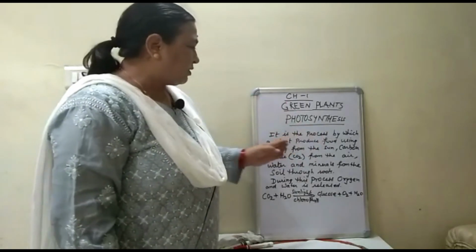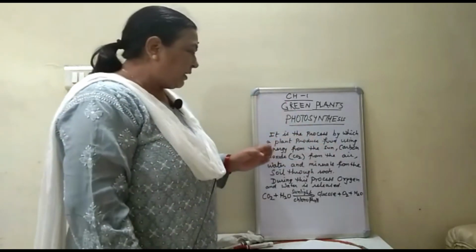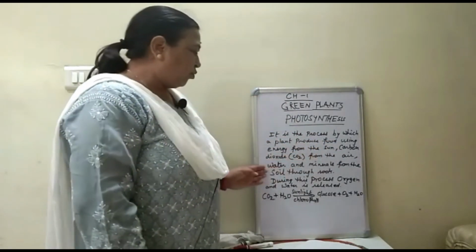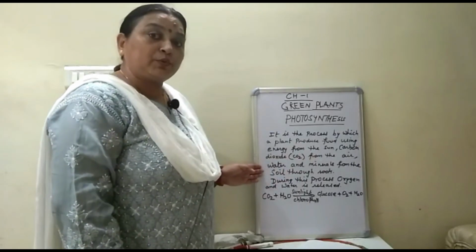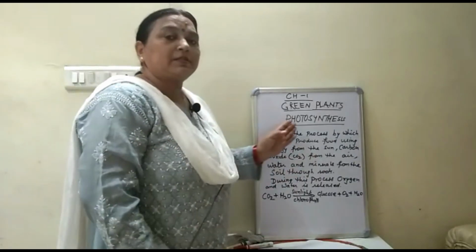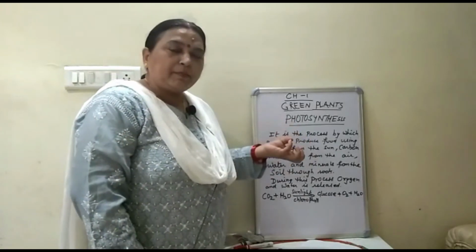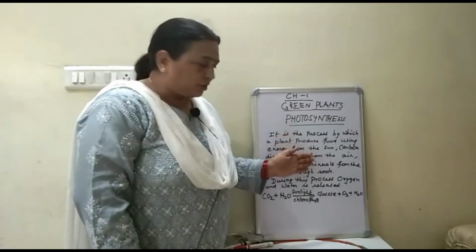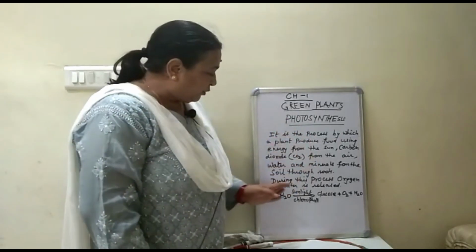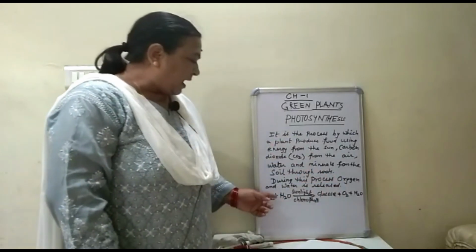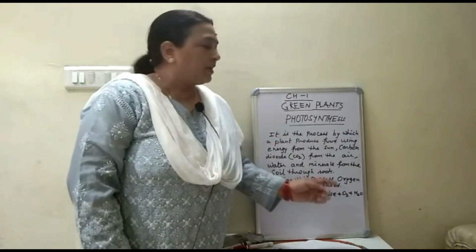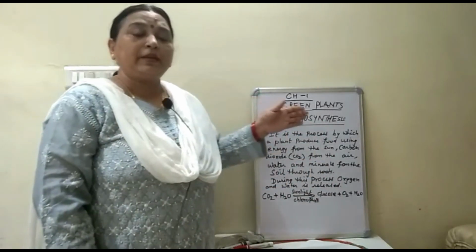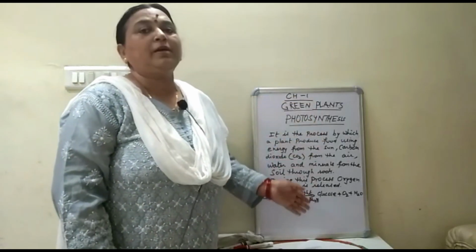It is the process by which a plant produces food using energy from the sun, carbon dioxide from the air, and water and minerals from the soil through roots, and everything is trapped by the green pigment chlorophyll, which is present in the leaf, and the food is produced in the form of glucose, and during this process oxygen and water are released. So we can say photosynthesis is the process by which green leaves prepare food for the plants.